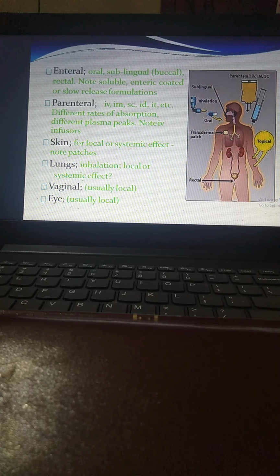Lungs, inhalation, local or systemic effect is also there. So vaginal is usually local, eye is usually local. So you have to enumerate. There are some routes which are locally taken care of, but they go into the systemic compartment, like inhalation I told you.